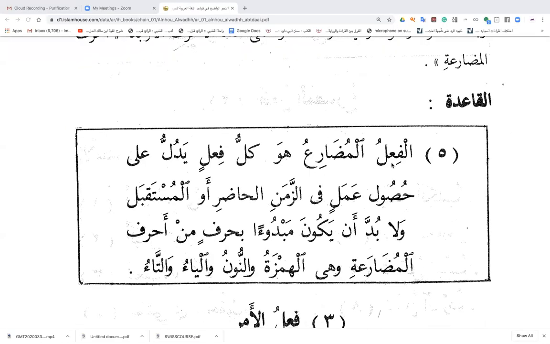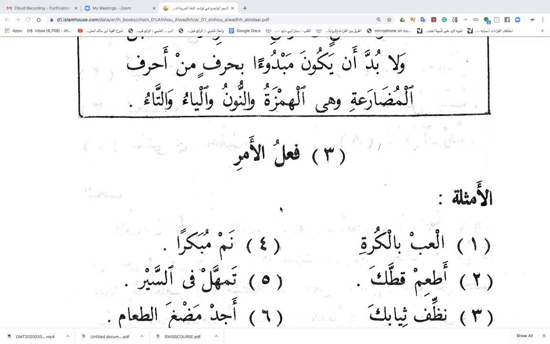القاعدة, the rule. الفعل المضارع هو كل فعل يدل على حصول عمل في الزمن الحاضر أو المستقبل. فعل مضارع is any verb which signifies an action that happens present or in the future. ولا بد أن يكون مبدوءا بحرف من أحرف المضارعة وهي الهمزة والنون والياء والتاء. And it is a must that the verb begins with one of the letters of مضارعة, which is hamza, أغسل, نون, نلعب, ياء, ينتبه, تاء, تأكل.